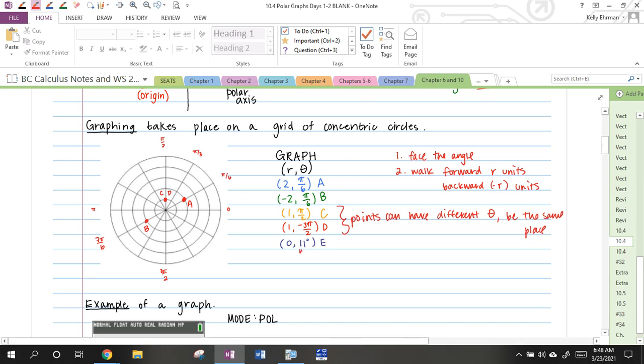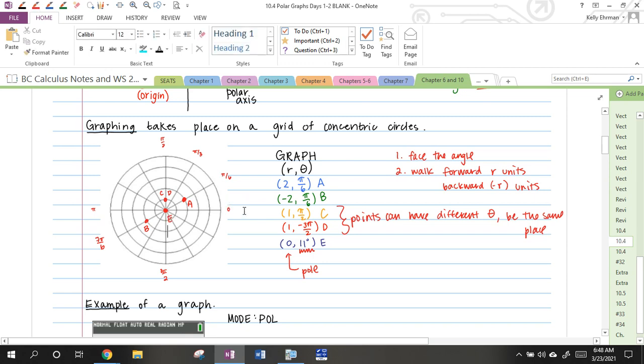Now the angle here doesn't really matter because whatever angle I'm facing, I'm going 0 units. I'm walking 0 units. So this is the pole. The angle is irrelevant. This could say 110 degrees. It could say 0.11 degrees. It could be in radians, whatever. So this point here, the pole, is E.